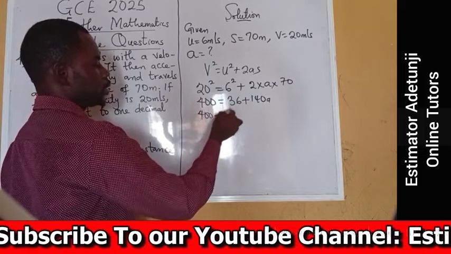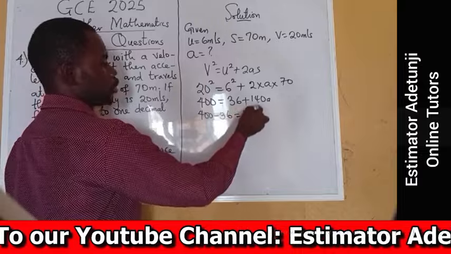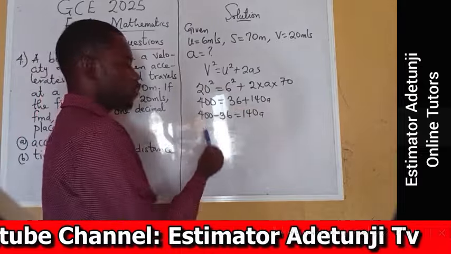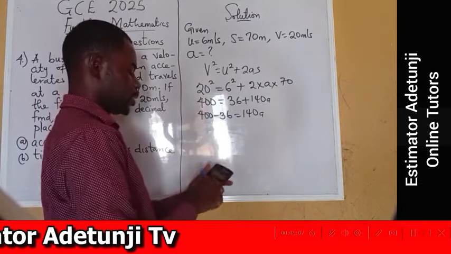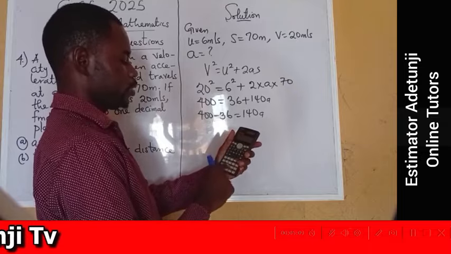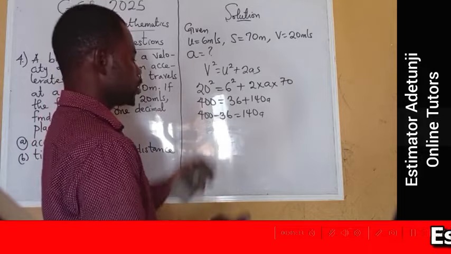I have 400 minus 36 equals 140a. Let's work it out. 400 minus 36 will give us 364.